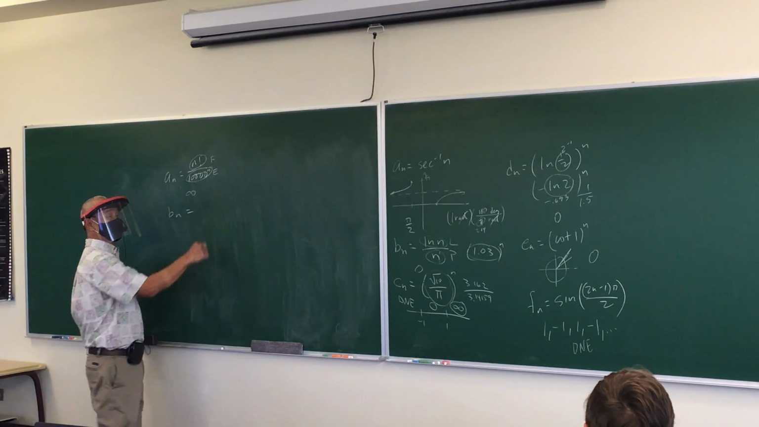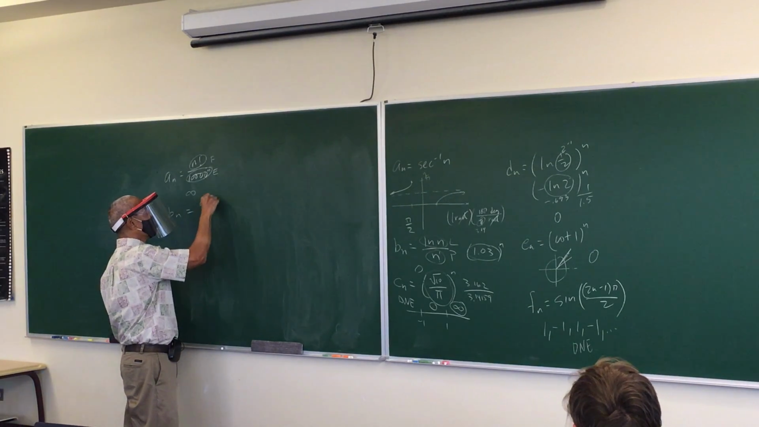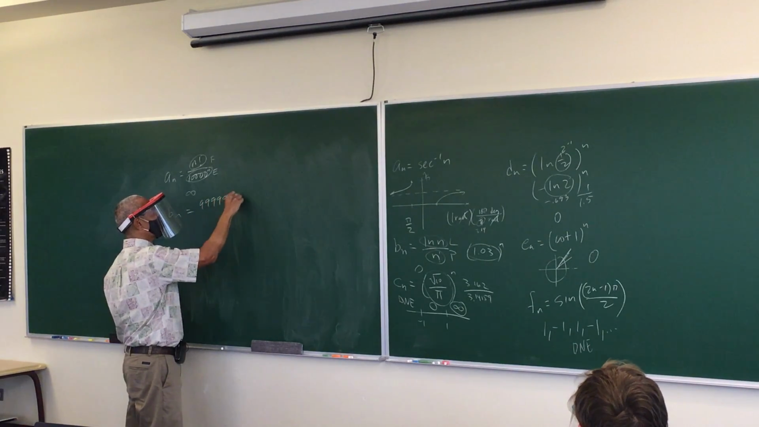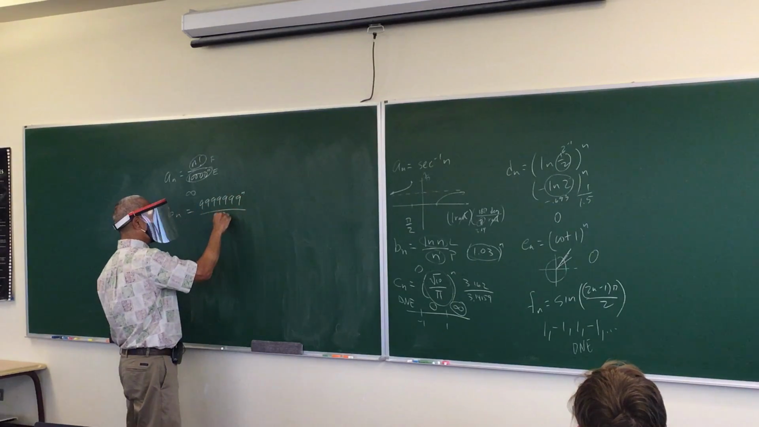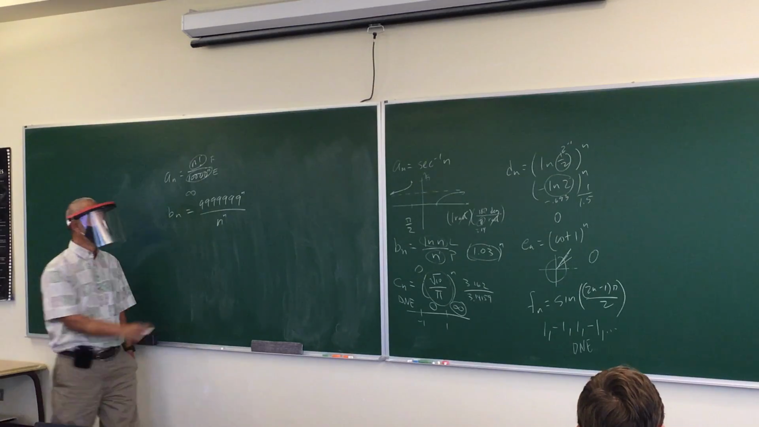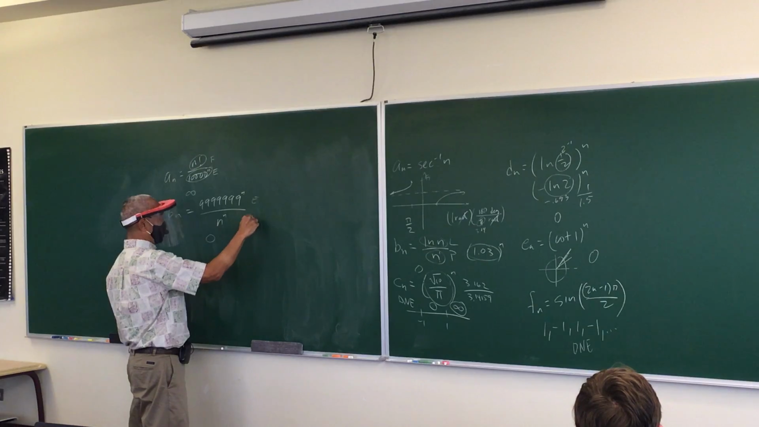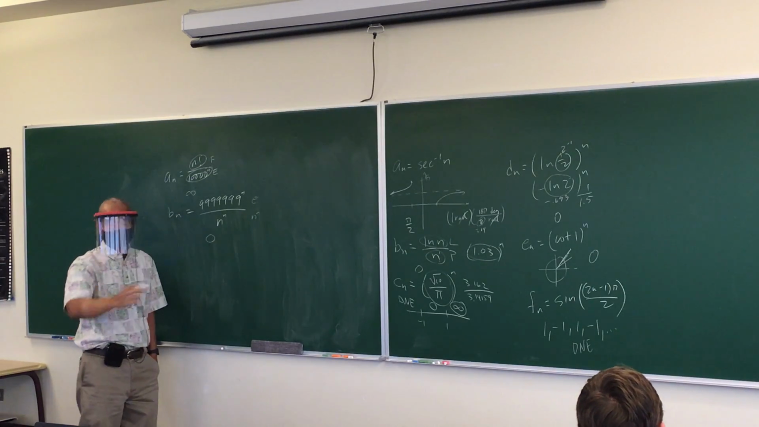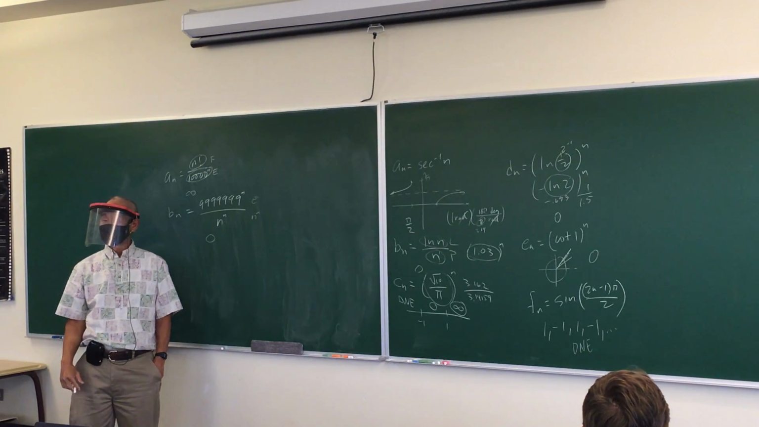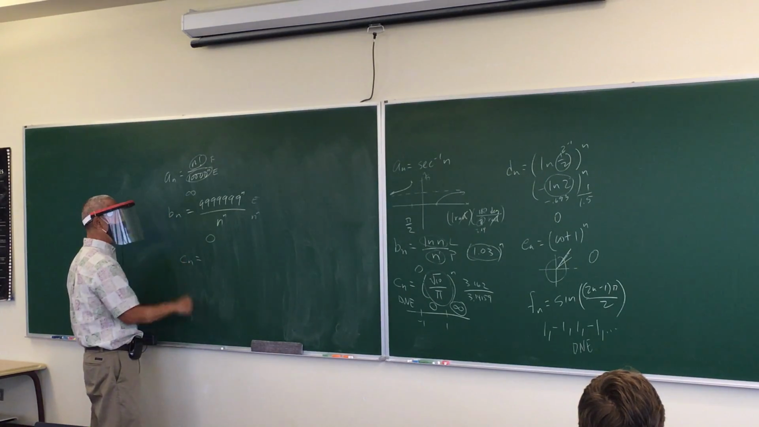Let me think of one. 9999999 to the n, all over n to the n. Okay, see? Easy. This is exponential. This is n to the n. N to the n is the fastest growing function we know. So if the bottom is going to infinity faster, of course it's 0.